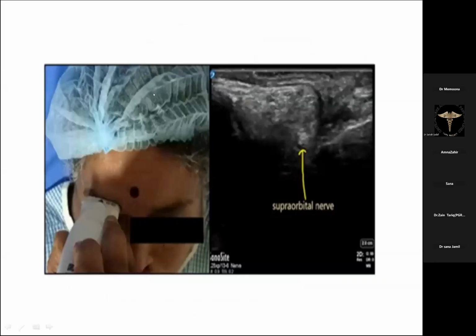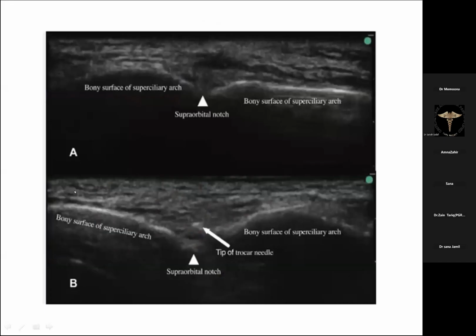If ultrasound guidance is used, the probe is placed in transverse orientation just above the eyebrow. We need to identify the supraciliary arch, and the break in between coincides with the supraorbital notch. Here you can see the needle is brought in by the out-of-plane technique. We don't need to visualize the nerves because of their small size. We just need to identify the landmarks and deposit the local anesthetic.